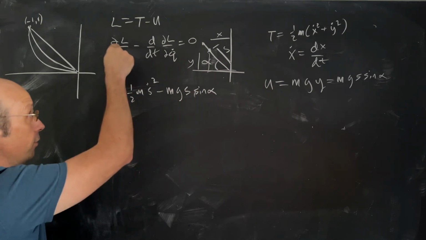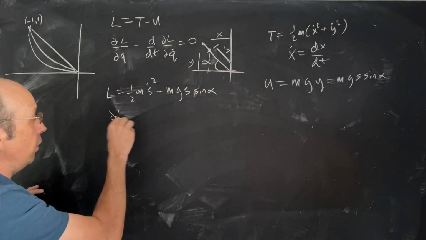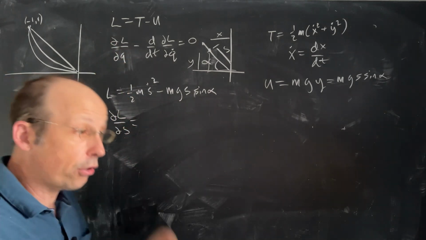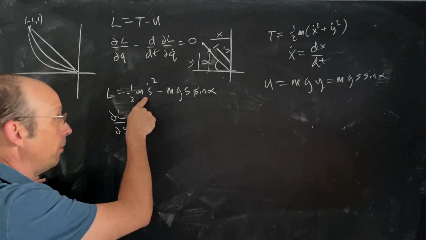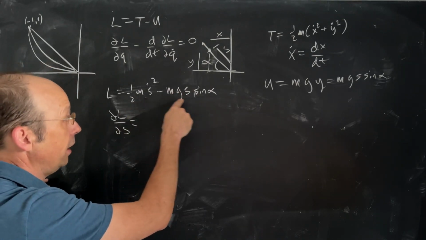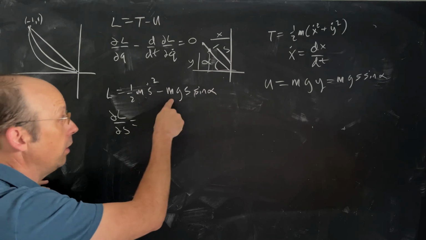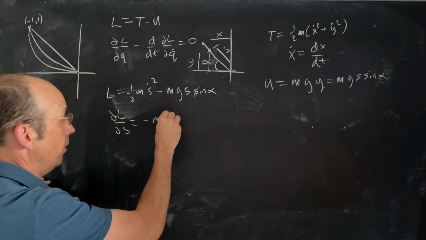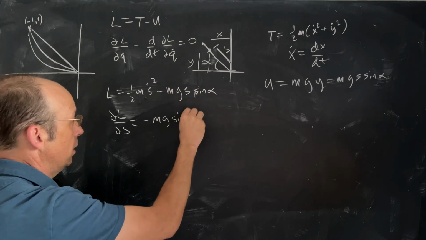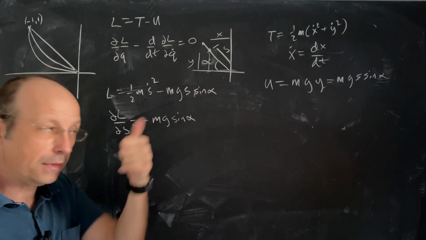Okay, so now I can take that and plug it in up here and find my derivatives. Let's just start with this one, the partial of L with respect to s. So that's a partial derivative. All we care about is s, so s dot doesn't count. I don't care about that. I only care about this one. So if I take the derivative of this term, I get 0. The derivative of this term is going to be negative mg sine alpha. That was easy.